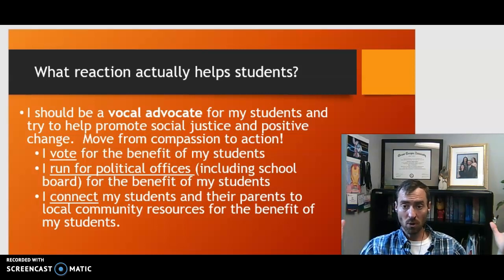I'm not going to tell you which party I think votes for the benefit of your students, but look at all issues, look at what you think is going to benefit your students, and vote for the benefit of your students. Take time to run for political offices. That mainly includes school boards. Be a school board member. Be on the PTA committee. Raise your hand and volunteer. Connect with your students and parents for the benefit.